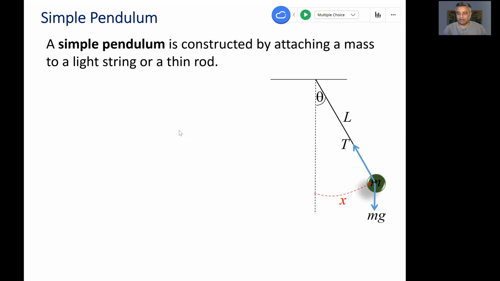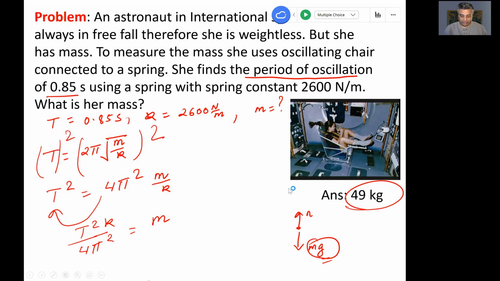Now let's talk about pendulum. So there is tension acting and there is mg acting. Somebody is talking about unit here. So unit should be in kilogram. So how do we get that?